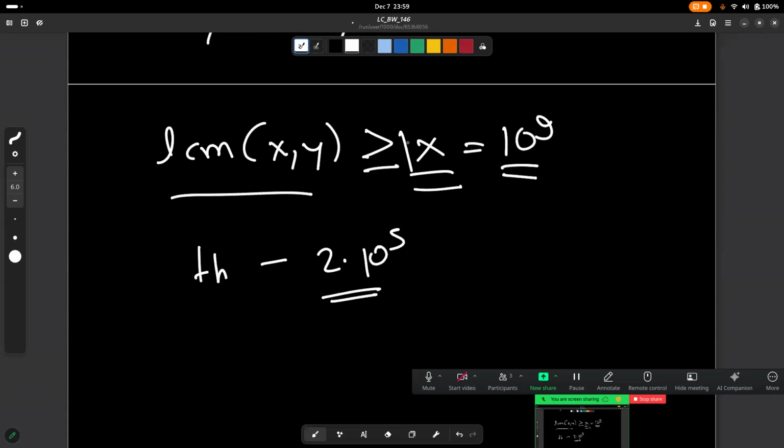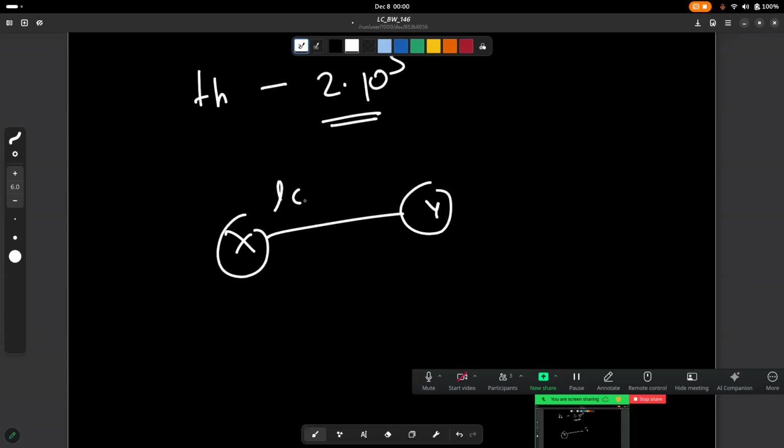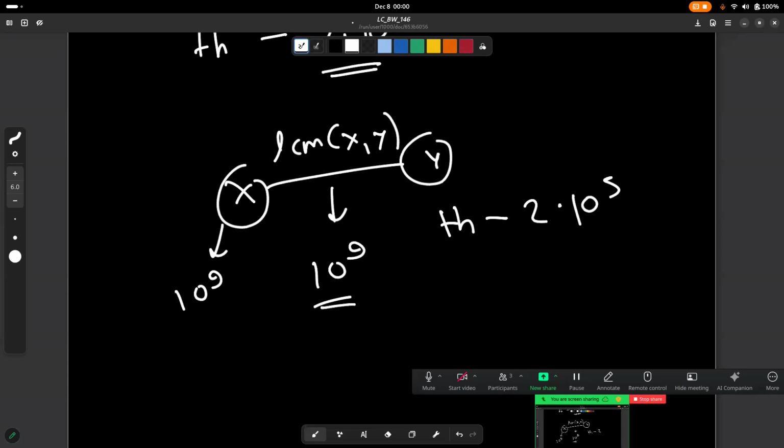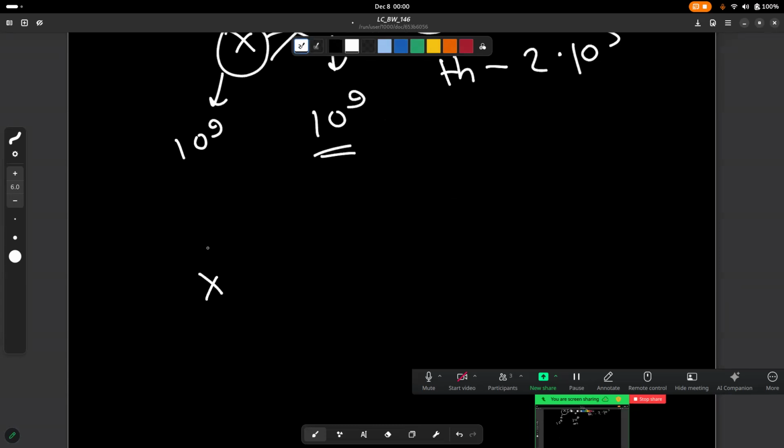So this x can never form an edge, because if I want to form an edge from x to y, this edge will have a value of LCM of x and y, and that thing is going to be at least 10 power 9, because my x has a value of 10 power 9. So its multiple must be at least 10 power 9 or greater. But my threshold can only ever go all the way up to 2 times 10 raised to power 5. So this situation can never occur, and this 10 raised to power 9 node will always be an isolated node.